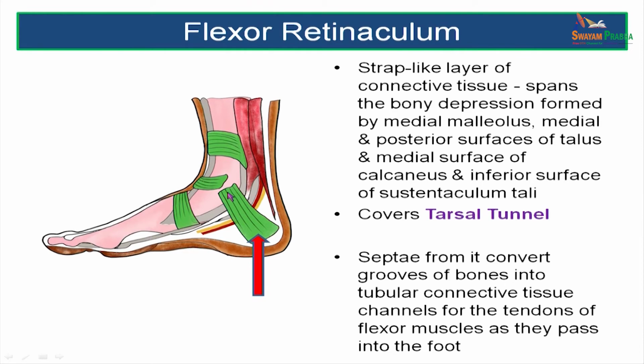It's a strap-like layer from the medial malleolus of the tibia to the calcaneus. It covers something called the tarsal tunnel, and there are tendons that pass down from the posterior compartment of the leg and continue into the sole. There are septae in this tarsal tunnel and each of the tendons has a separate passage.